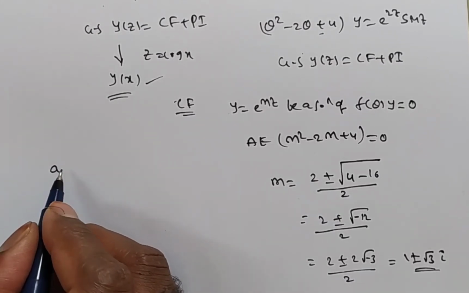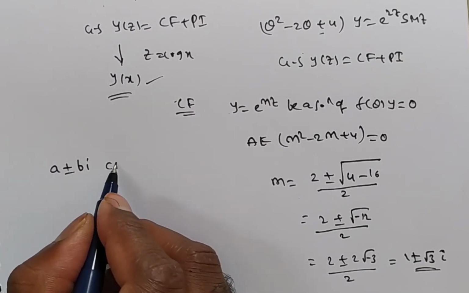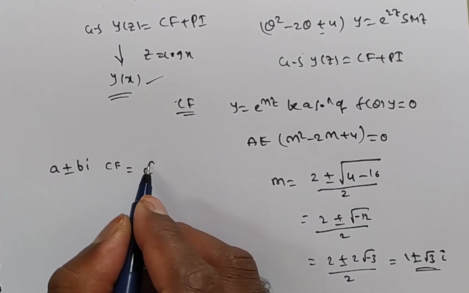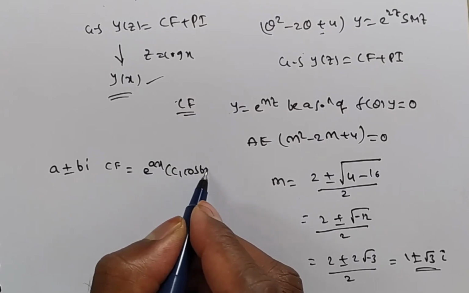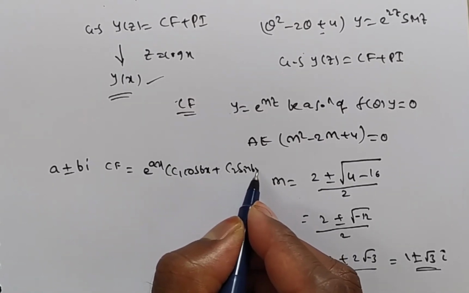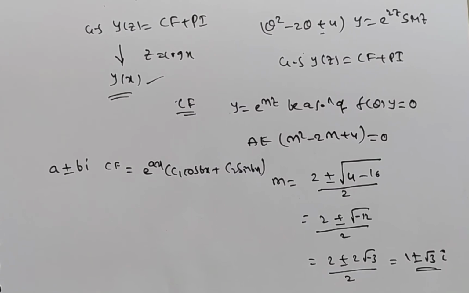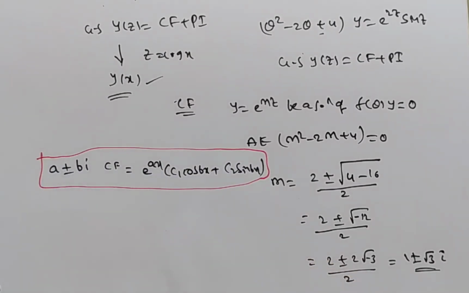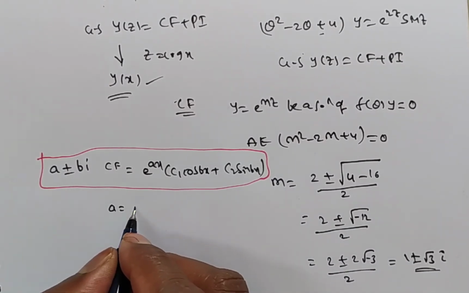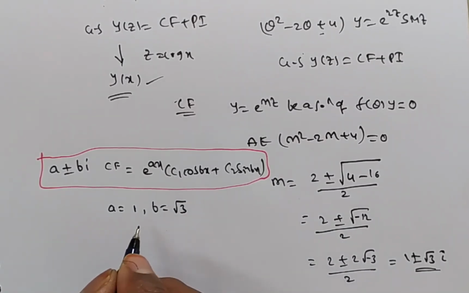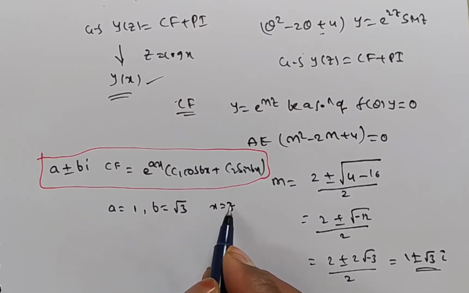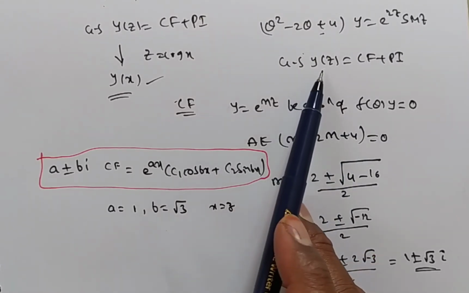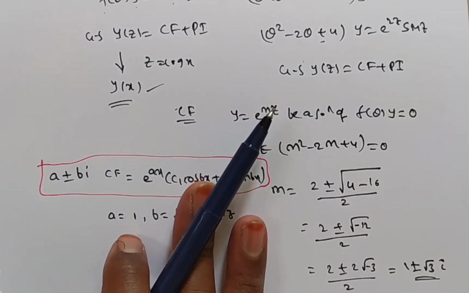Whenever we have complex roots like a plus or minus ib, then the complementary function we write as e power ax into c1 cos bx plus c2 sin bx. Like this we need to write. But here you have a function in terms of z. Compare this with 1 plus or minus i root 3: a is equal to 1, b is equal to root 3. Substitute here, and in place of x we have to substitute z, because it is a function of z, q of z only.